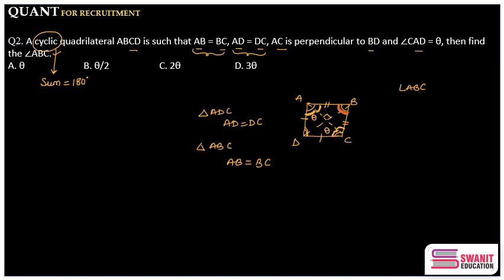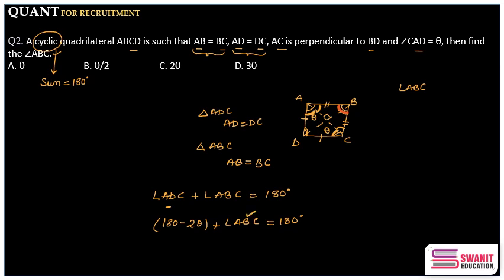Also, since it's a cyclic quadrilateral, I would say angle ADC plus angle ABC is equal to 180 degrees. But I know that in triangle ADC, angle ADC can be written as 180 minus twice theta, because these are the two angles of the triangle. So this is how it is possible, that is angle ABC, now it is 180 degrees. So now the only variable angle we have in this equation is angle ABC.